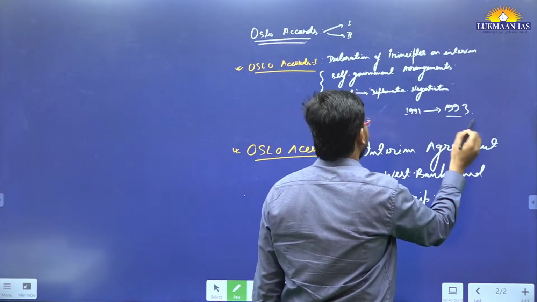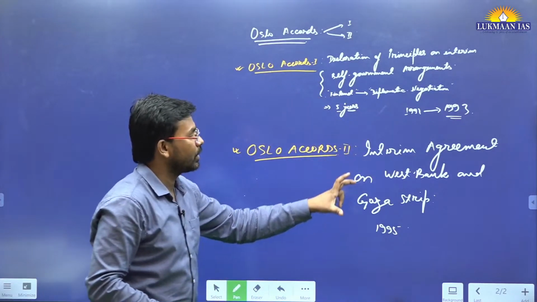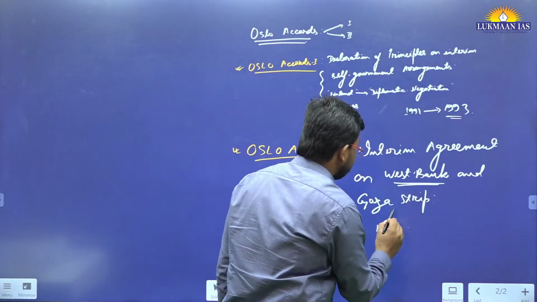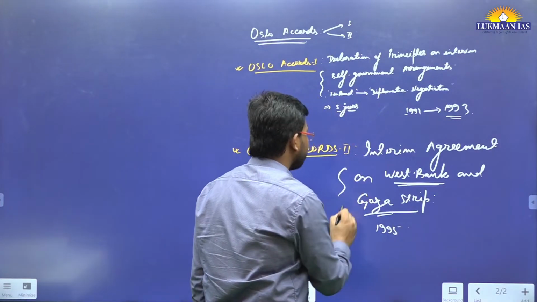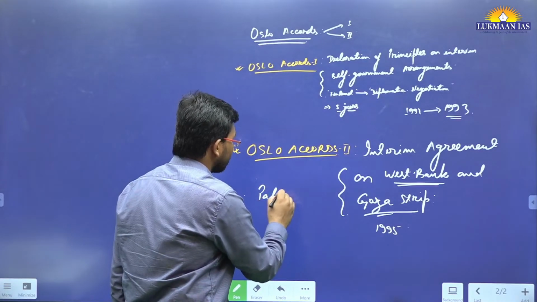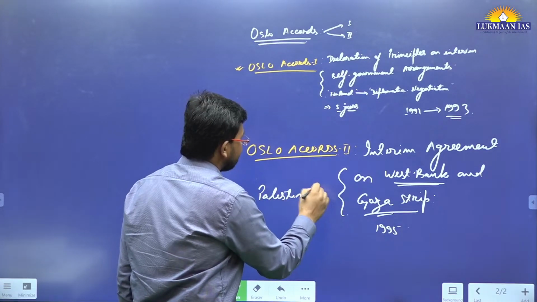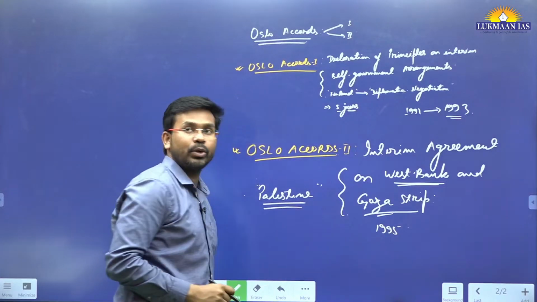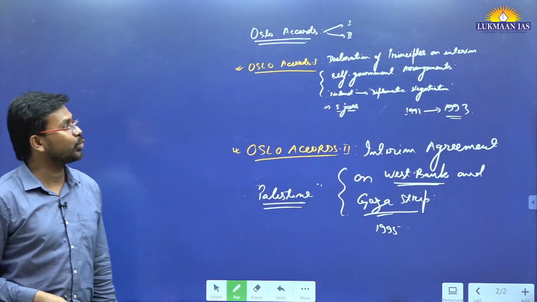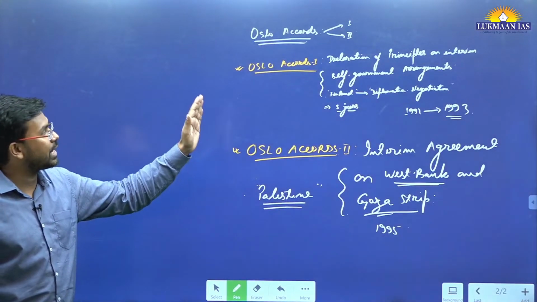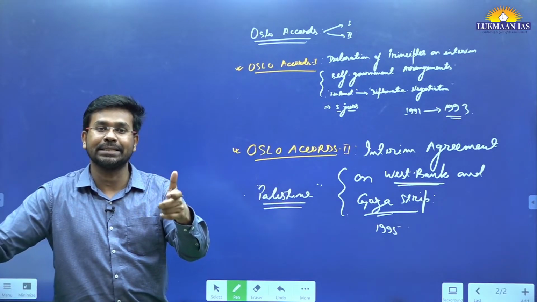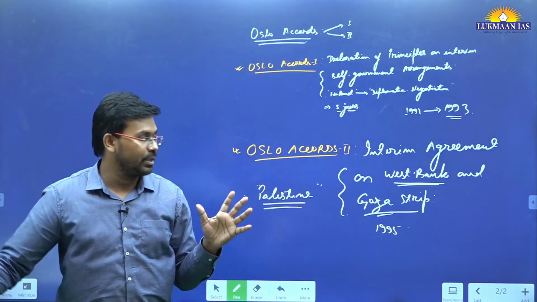According to this interim agreement, the West Bank and Gaza Strip will have a sufficient Palestinian population, and these Palestinian people will be able to have their self-government. That's the thing. So the Oslo Accords are peace agreements between Israel and Palestine related to some interim measures in their region.